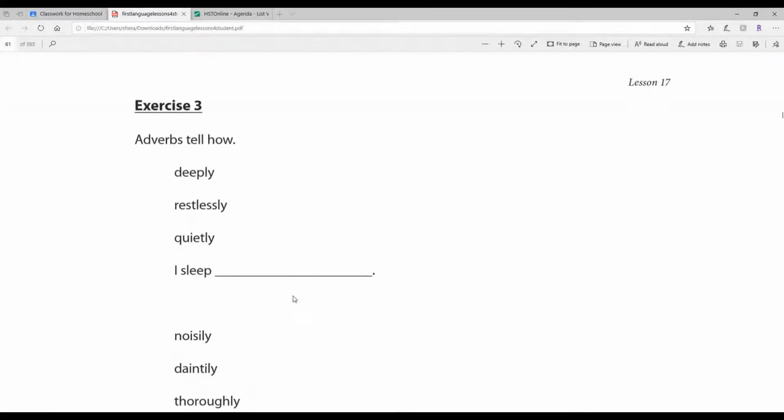All right, let's move on to exercise 3. We're going to practice identifying adverbs that tell how. Okay? I'm going to ask a how question, and you're going to read the 3 choices. All right, choose your favorite adverb and say the answer to the question in a complete sentence. Then we'll write the adverb of your choice in the blank. Okay, so how do you sleep? Deeply. How do you sleep? Restlessly. How do you sleep? Quietly. I sleep. Choose an adverb. It doesn't have to be one of these. Choose an adverb that tells how you sleep and write it down.